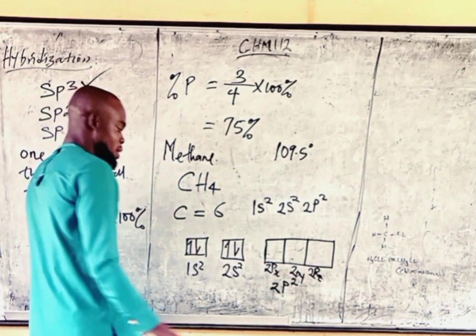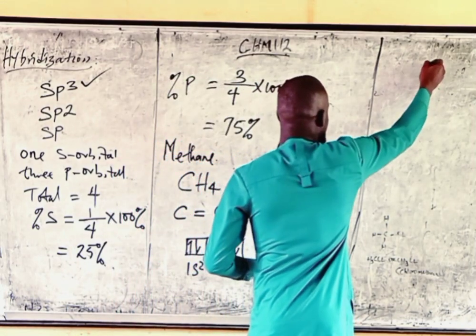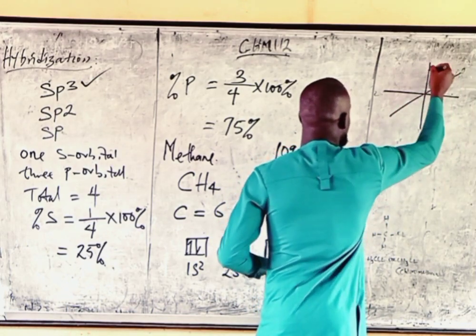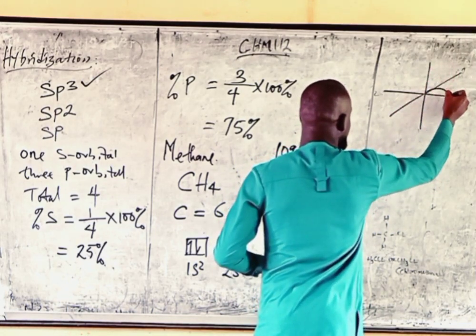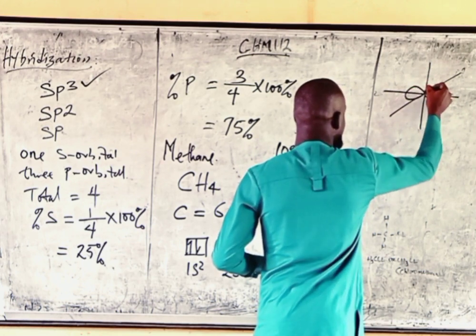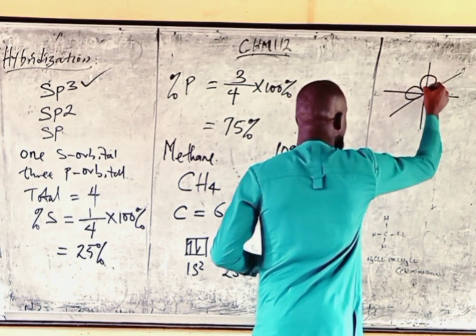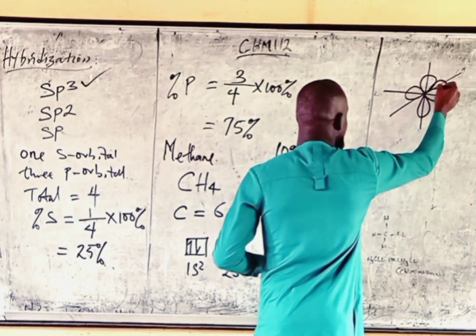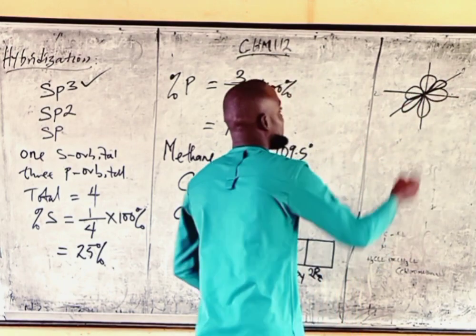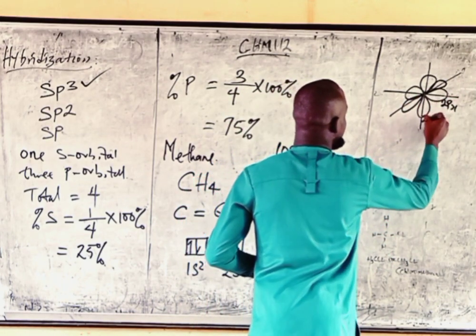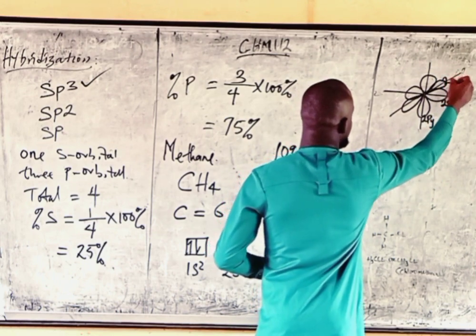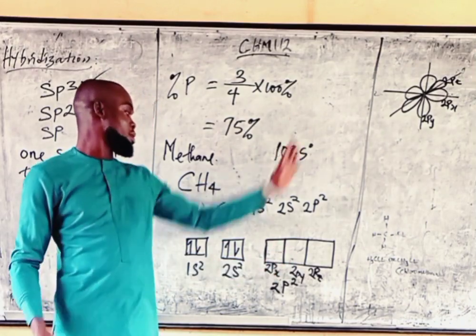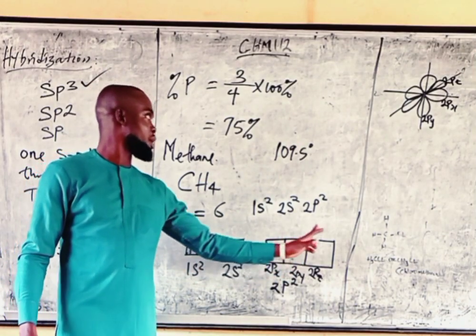That's what I'm going to have. Now, the 2px is just along the x-axis and is dumbbell in shape. The 2py is along the y-axis and is dumbbell in shape. And the 2pz is along the z-axis and is also dumbbell in shape. So this is the shape of the 2px, 2py, and 2pz.